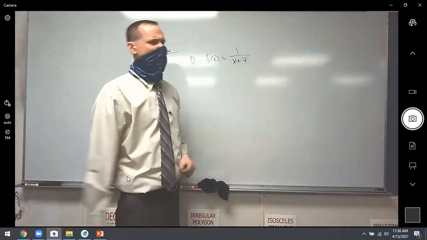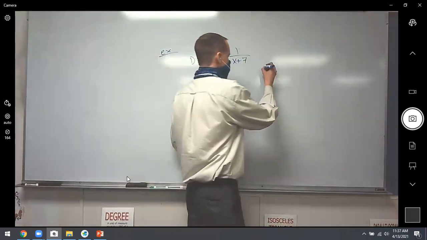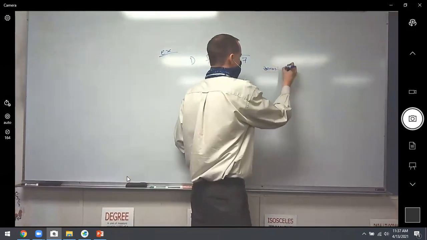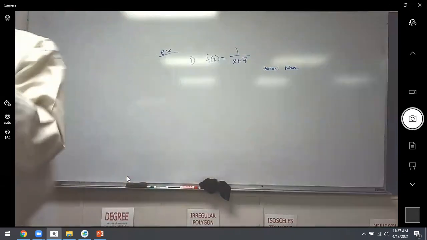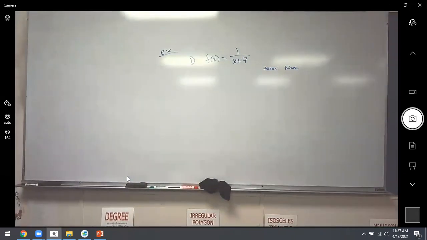It's impossible for the top to be 0. So that means for zeros, there are none. There is going to be no spot where this graph crosses the x-axis. And that should make sense based on the previous one, correct? Things we've already learned. You know this is going to have a horizontal asymptote at y equals 0, correct? It's never going to touch there, so we're good on that.